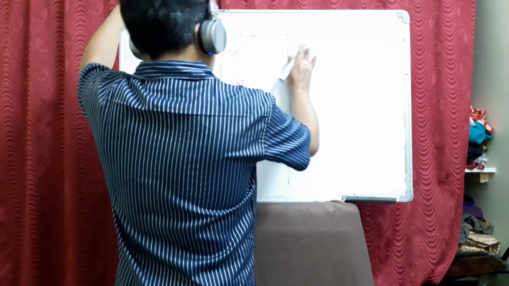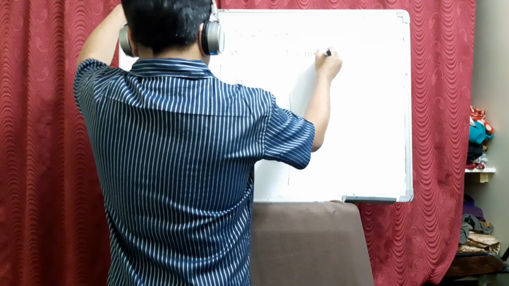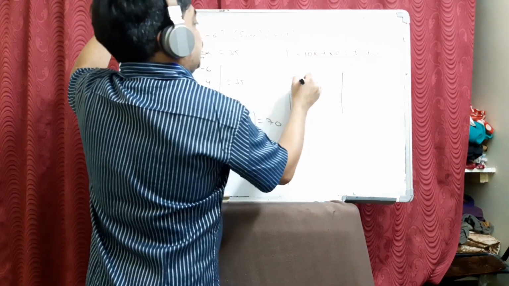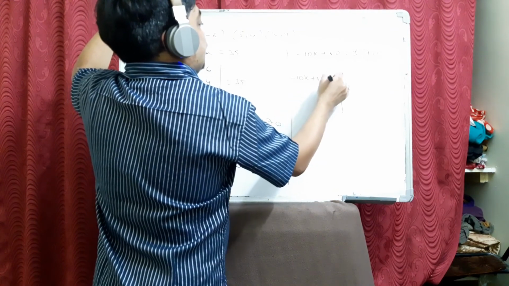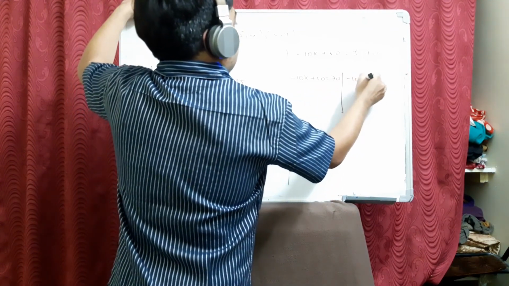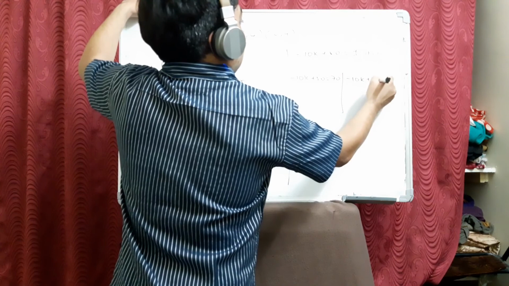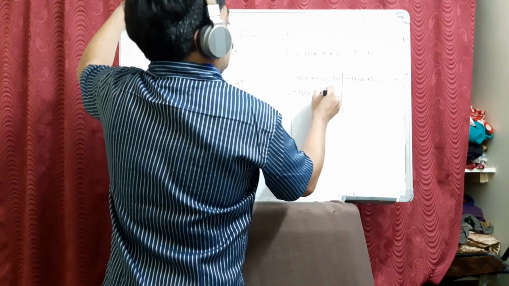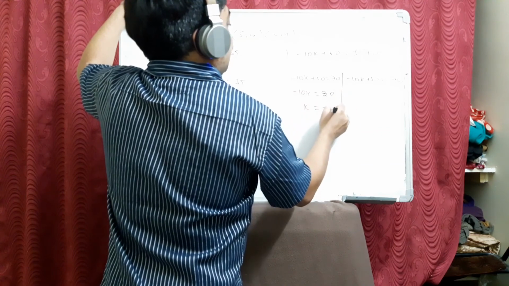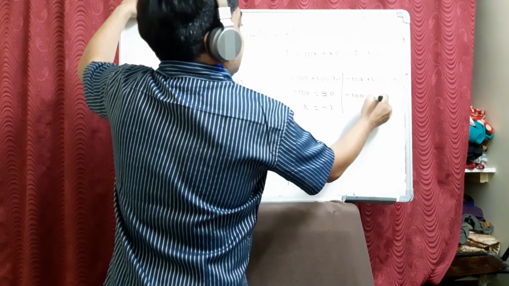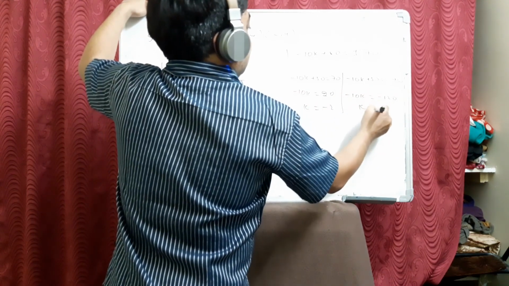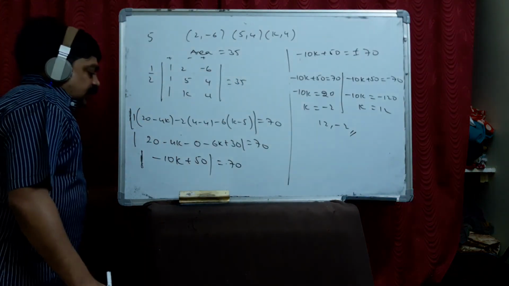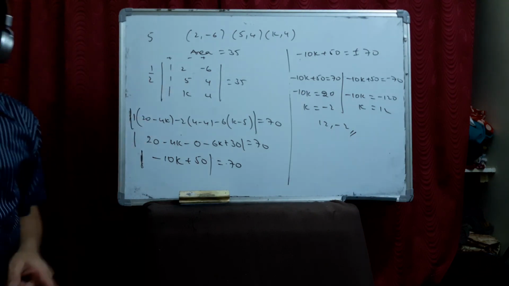So when you remove modulus, you will get plus 50 equal to plus or minus 70. Minus 10k plus 50 equal to plus 70. Minus 10k plus 50 equal to minus 70. Minus 10k is equal to 20, k is minus 2. Minus 10k is minus 120, k is equal to 12. So 12 comma minus 2 is the answer. Yeah, it is there in option D. Very sorry. All the best, guys.